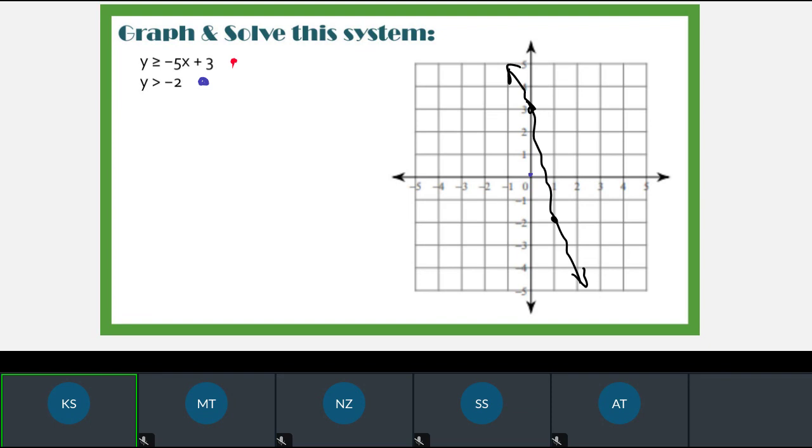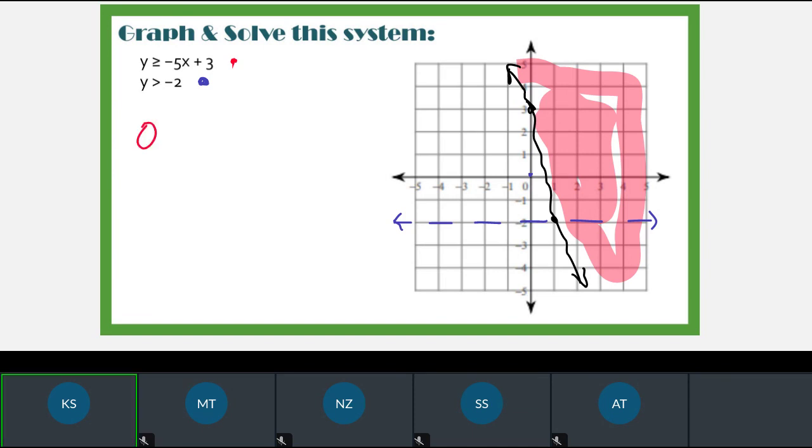AJ's line here, let me do blue, says that y is greater than -2. So it does not matter what the x value is. It could be -5, it could be 3. The y value is always going to be -2 or bigger. So that means AJ is going to have a dotted horizontal line at -2. And now she's going to shade either above or below this line, whichever one has y values greater than -2.